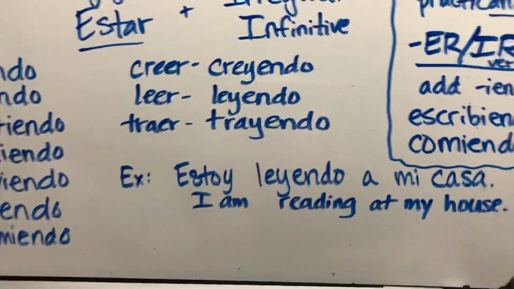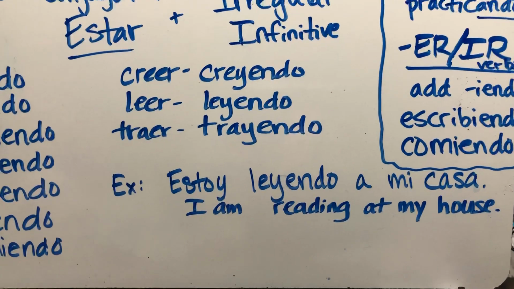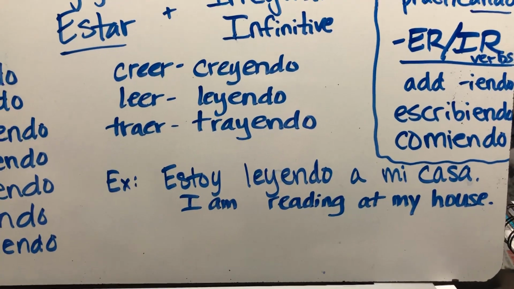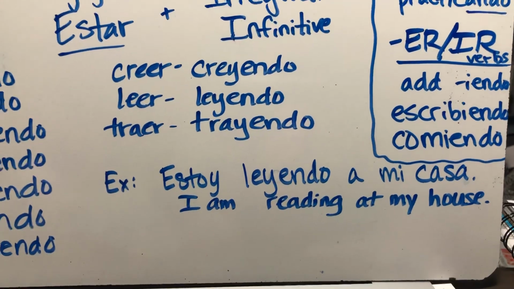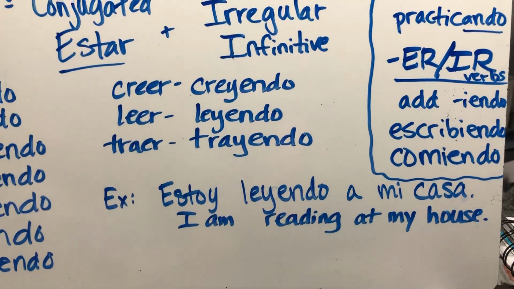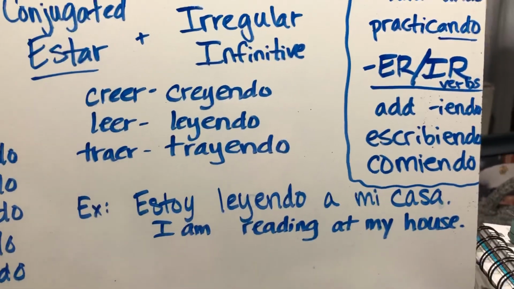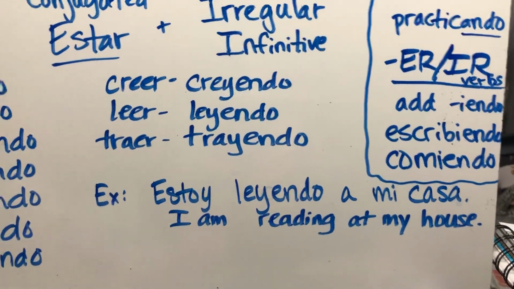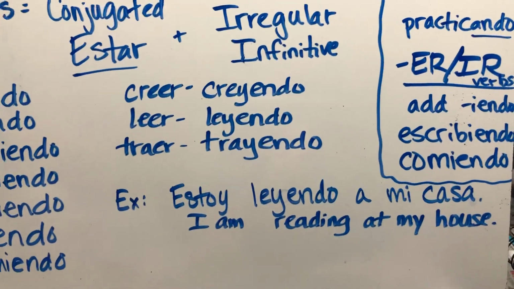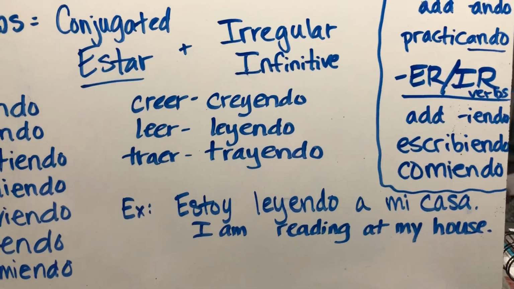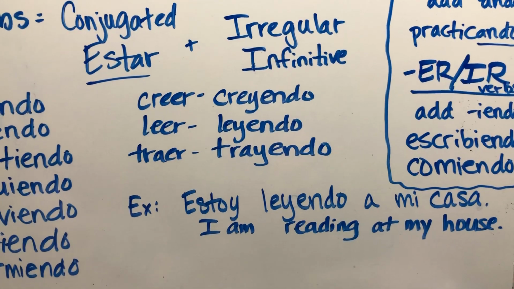And then I did a sample sentence for you here at the bottom. Estoy leyendo a mi casa. Estoy is the who, I am. Leyendo is the oddball verb, reading. And then I added just a little bit extra, at my house, a mi casa. I am reading at my house.